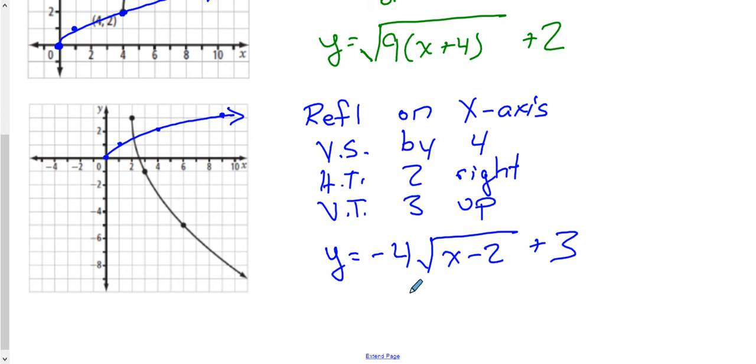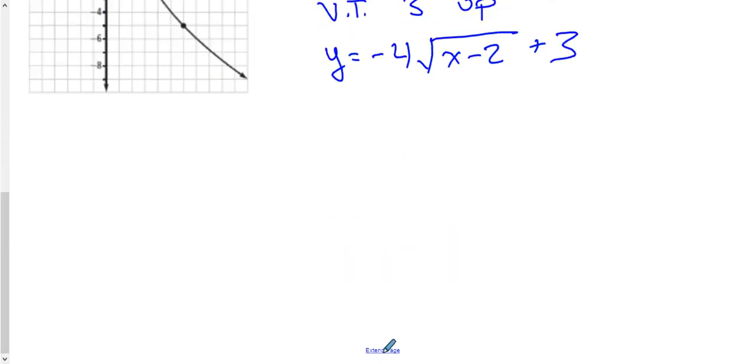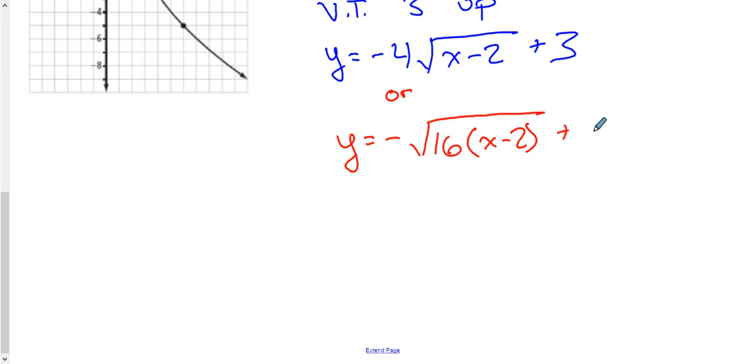And again, if I want to get this 4 inside, not the negative, that negative is a reflection, don't worry about the negative, just the number. If I want to get that 4 on the inside of the radical, I'm going to make that become 16, because the square root of 16 is 4. And there you have it. You have your equation written in 2 different formats.